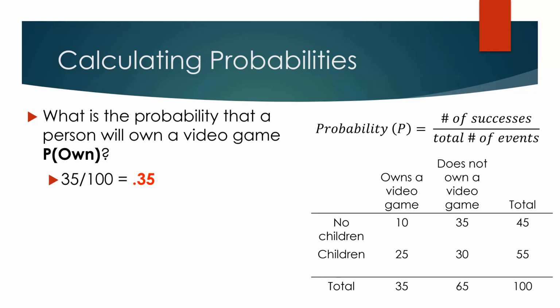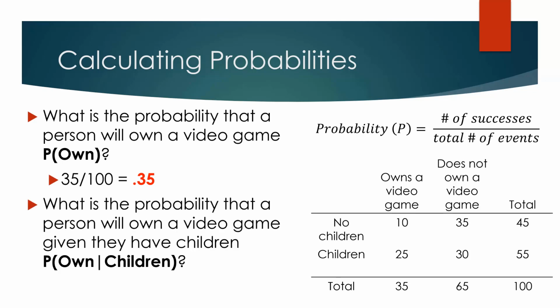So based on this data, I've got about a third chance of picking somebody out of the data set who owns a video game. Now, what is the probability that a person will own a video game given that they have children? Here's how you would find this. The given is what's going to narrow your search when you're looking at this table. So we're looking at having children, because that's the given. We're not looking at people who don't have kids. We're only looking at people who have kids because that's our given.